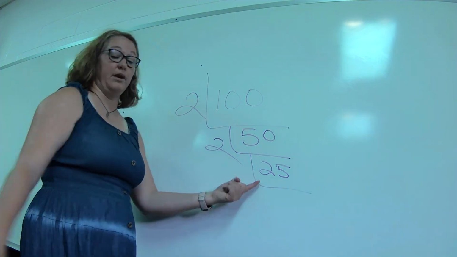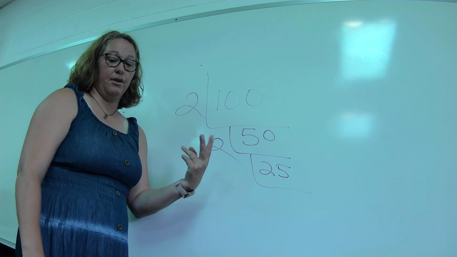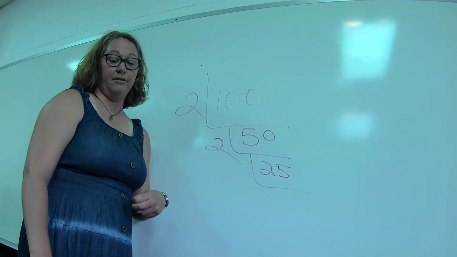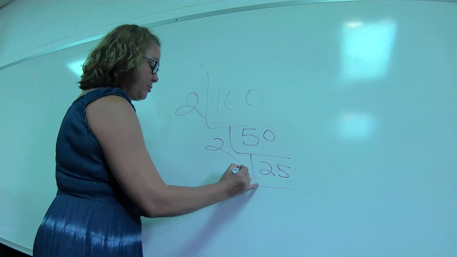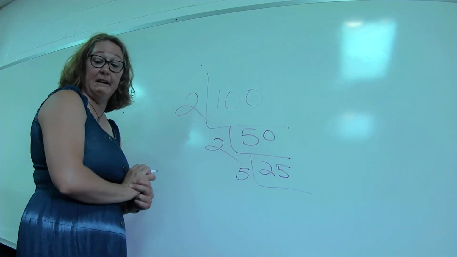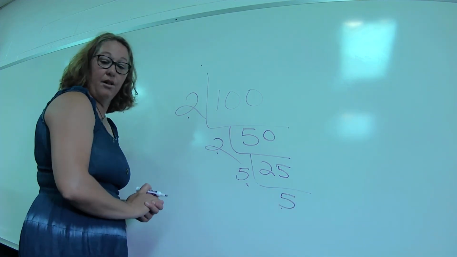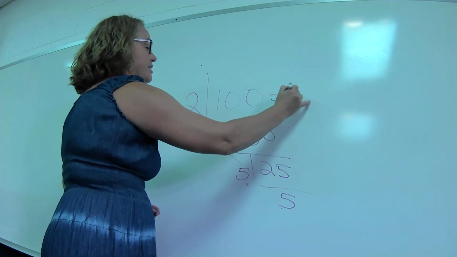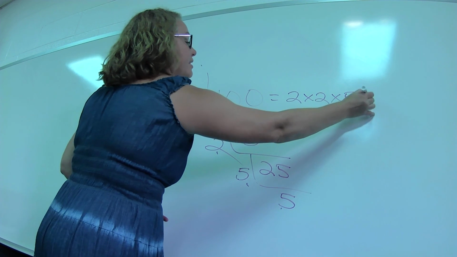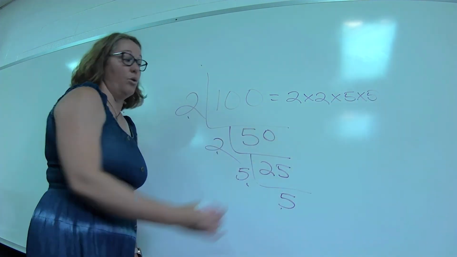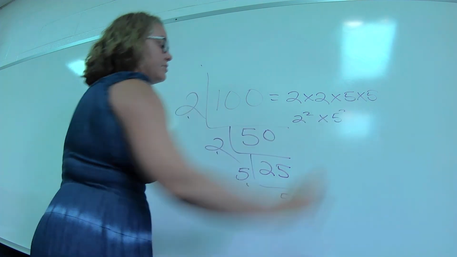Okay? Well, wait a minute. 25 isn't even. So 2 doesn't work. 3 doesn't go into 25. 4 is a composite number. What about 5, our next prime? And 25 divided by 5, very good, is 5. Now I have all prime numbers. So 100 equals 2 times 2 times 5 times 5. Or 2 squared times 5 squared.